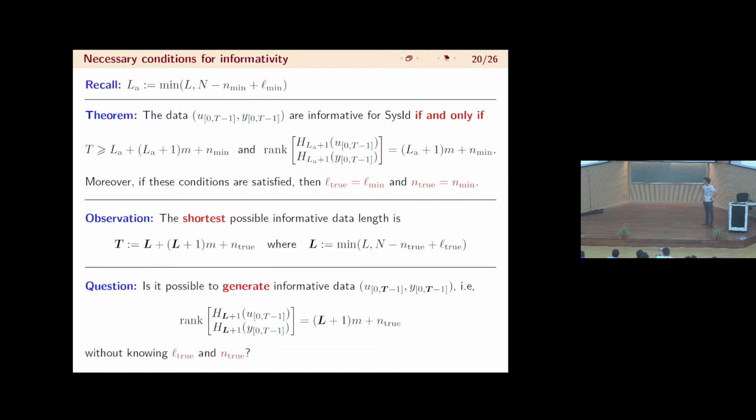But now the very important question is, is it even possible to generate informative data of length exactly this lower bound? And so can I design my inputs in such a way that I achieve an experiment which is informative for system identification with exactly this lower bound number of samples?